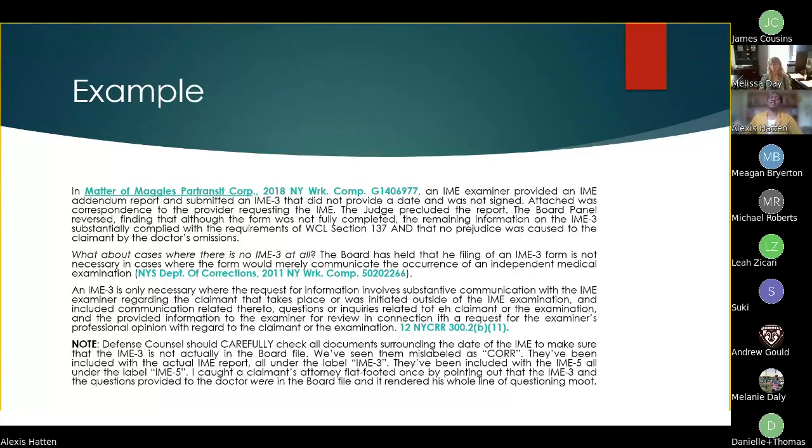So one thing I did note, though, because this actually happened to me maybe 2 weeks ago, you should carefully check all the documents surrounding the date of the IME to make sure the IME3 hasn't actually been mislabeled. I've seen them labeled as a correspondence. I've seen them attached to IME4s where they're not separately labeled. So actually make sure that the document they're saying has not been provided is actually in the board file.